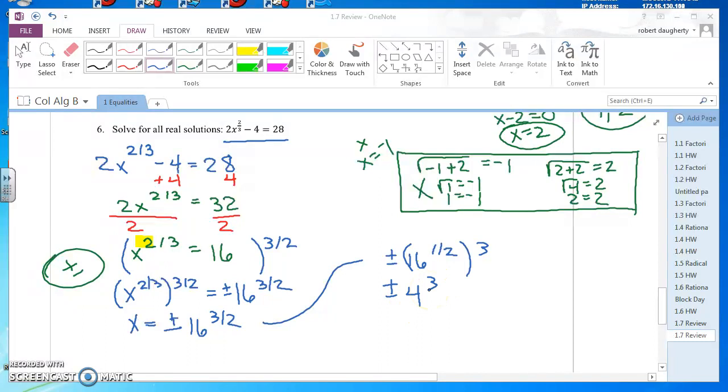4 times 4 times 4, that's 64. So this answer is plus or minus 64. So x equals plus or minus 64.